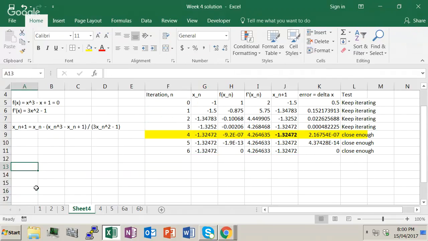Okay, so that's it for the first problem. I'll repeat the same thing with the second problem. The second problem is very similar to the first, but we have a different equation. Our equation this time is f of x equals e to the power of minus x plus sine x. The first derivative of this expression is f dash x equals minus e to the power of minus x plus cos x.